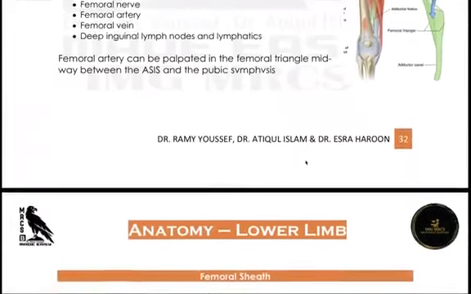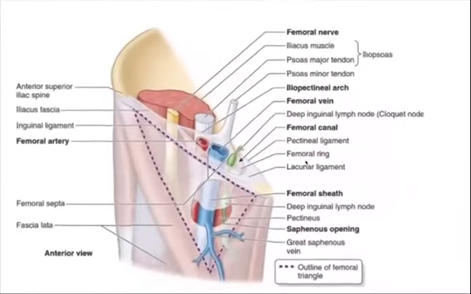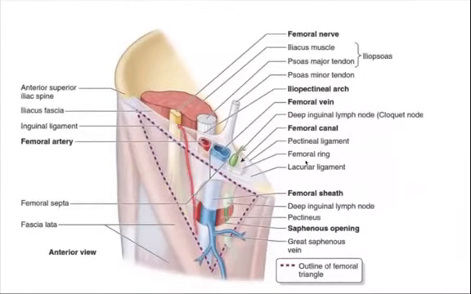Next thing is about the femoral sheath. What is the femoral sheath, if they ask? The femoral sheath, as you can see, is funnel shaped. It's a fascial tube, almost 3 to 4 centimeters in length, and it passes down from the inguinal ligament and encloses some femoral vessels.